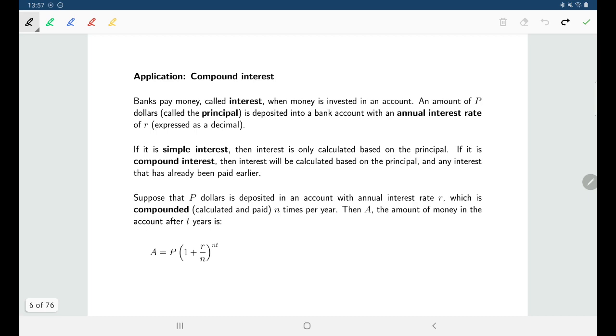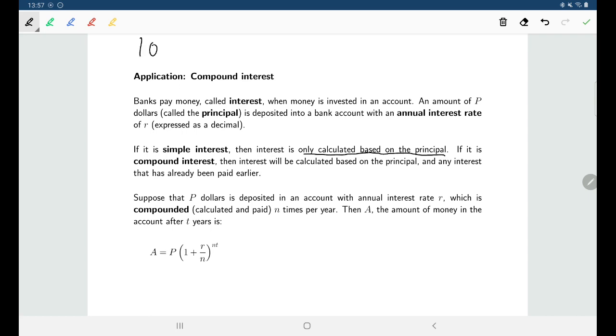And then every month or every week or every year, depending on how often the money is compounded, how often you get the interest calculated and paid, the bank will calculate a percentage of the amount of money that you have in your account and pay that amount to you to increase the amount of money that you currently have in your account. There's 2 kinds of interest. There's simple interest, where the interest is only calculated based on the principal.